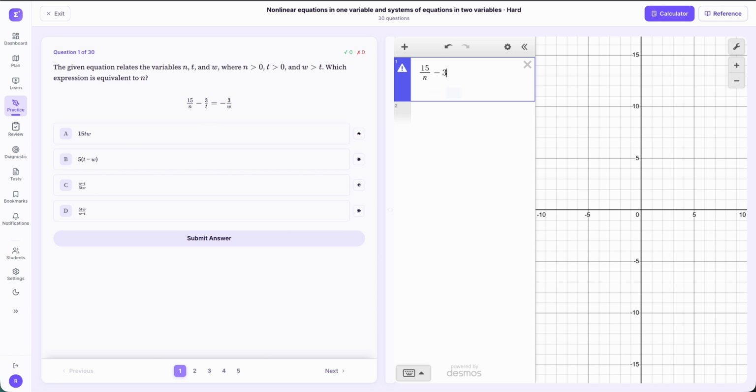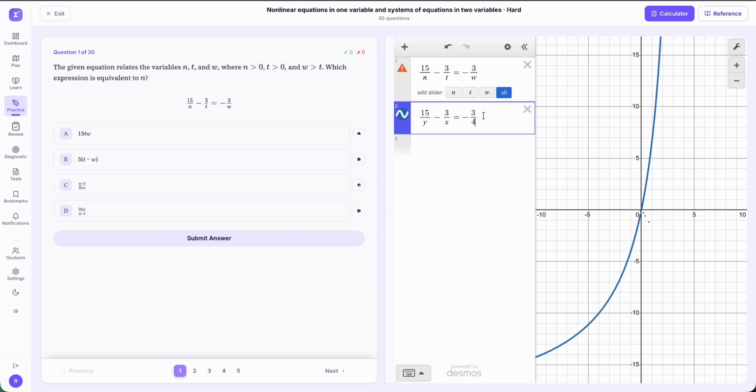Here's how you can do it in Desmos instead, right? So if you type this in, Desmos won't graph anything because Desmos doesn't like that you aren't using x, y, and numbers, right? So that's all we do. We change it, right? I'm going to change n to be y. I'm going to change t to be x, right? And I'm just going to put a number for w, right? So we'll go with 4, right?